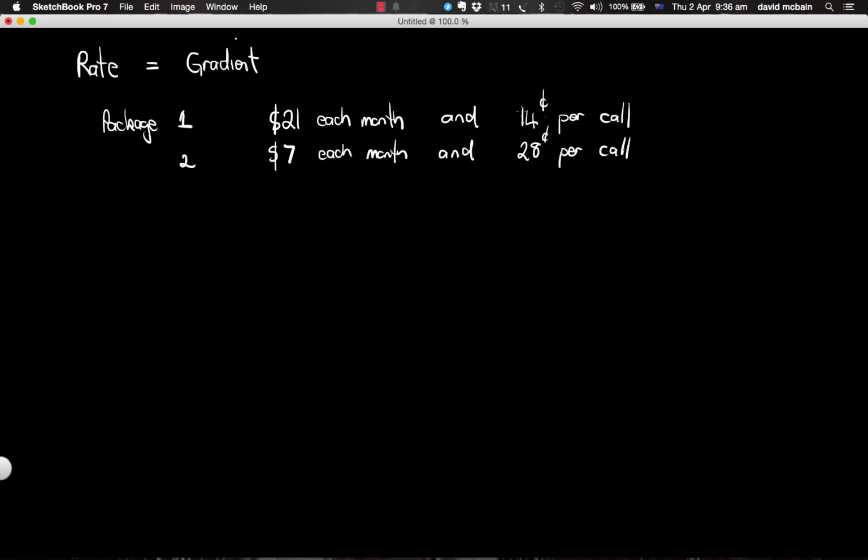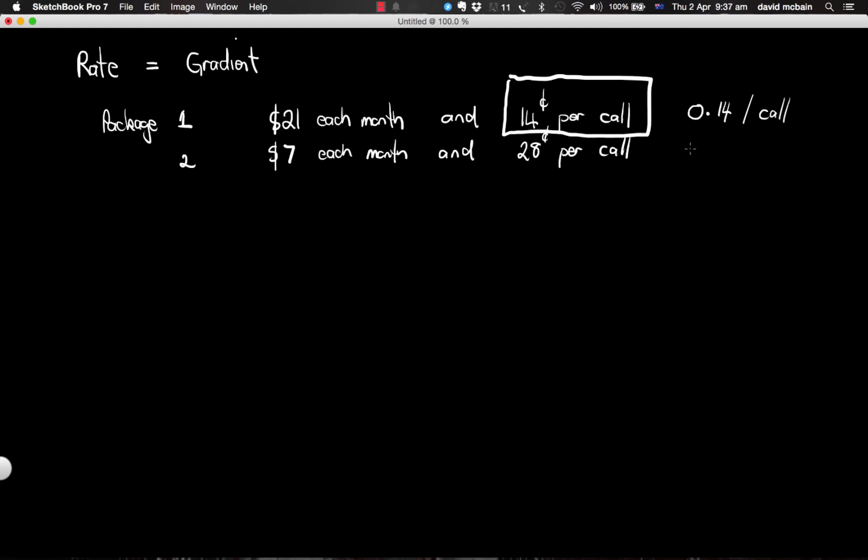So let's have a look at our information. Let's look at package 1 first. Here, let's find the rate. Here's the rate here. 14 cents a call. So our rate, we're being charged 14 cents per call. So that's our rate. I'll write that down over here. And by the way, I'm not going to write 14 cents. We're going to work in dollars, so it's going to be 0.14. So $0.14 per call. That's our rate in this case.